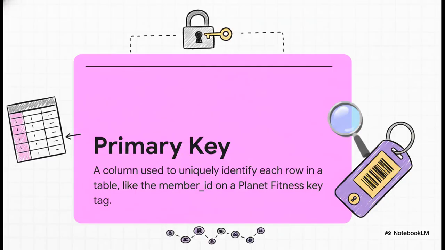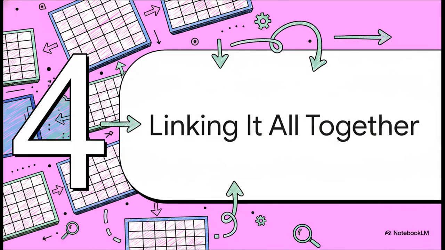Now, to keep everything organized, every single record in a table needs a unique identifier. We call that a primary key. For a Planet Fitness member, that's easy. It's that unique number on their key tag, their member ID. Okay, so now we have our separate, beautifully organized tables. But the real magic, the real power, comes from connecting them. This is what lets us bring all that information together to answer some really complex questions.